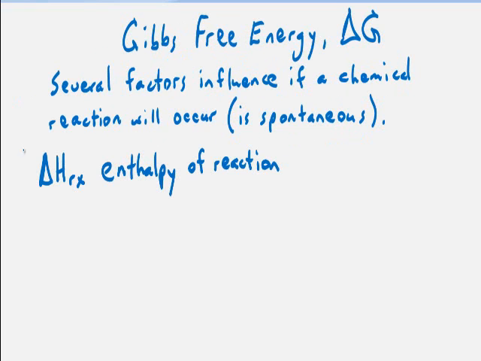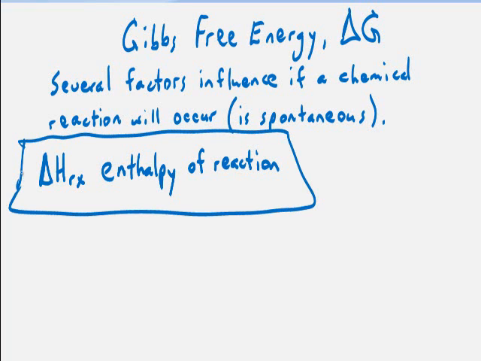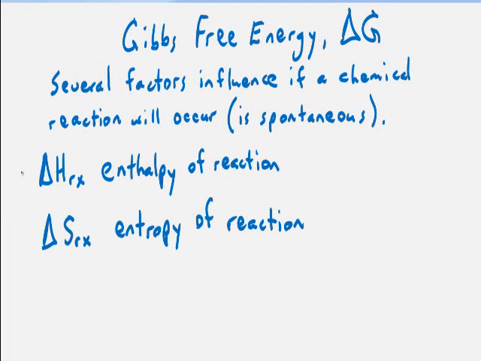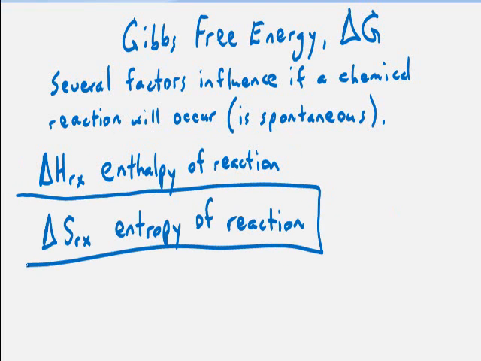One thing that will influence if a reaction occurs is the delta H of reaction, or the enthalpy of reaction. A second thing that influences if a reaction is spontaneous or not is the change in entropy of the reaction. Is the reaction becoming more ordered or more disordered?